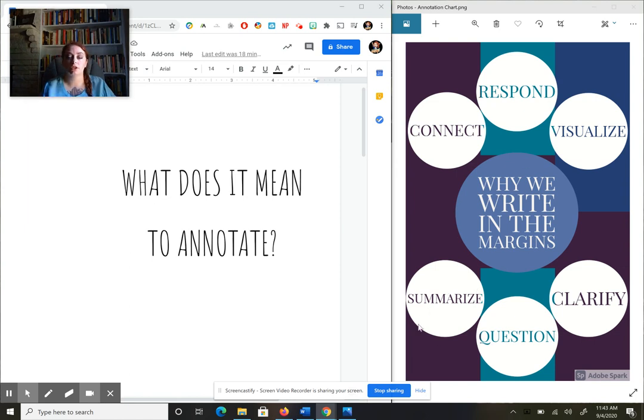Or I might write in the margins to summarize. So as I'm reading, this is particularly useful with informational texts. So as I'm reading this science chapter in my book, I might summarize, okay, so this is how the water system works. And I just jot down very quickly in a sentence or two the whole thing that I just read. I summarize it and condense it. So these are all the different reasons that we might write in the margin.